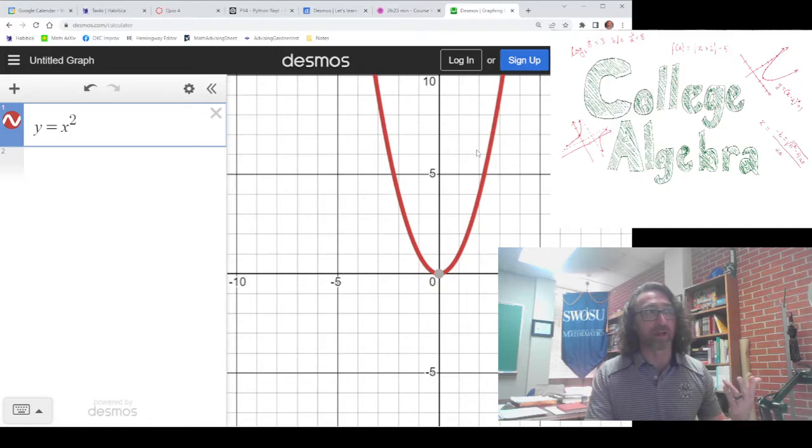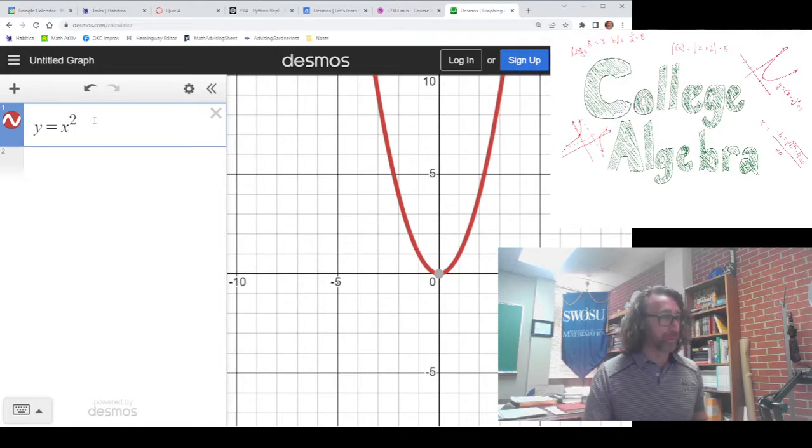So with this graph, if you plot your anchor points on the right-hand side, you automatically get a corresponding anchor point on the left-hand side. 3, 9 is on the graph, and so is negative 3, 9. So you change the x-coordinate and you keep the y-coordinate the same. So this is a graph that we would say has y-axis symmetry. The left-hand side and the right-hand side are mirror images of each other.